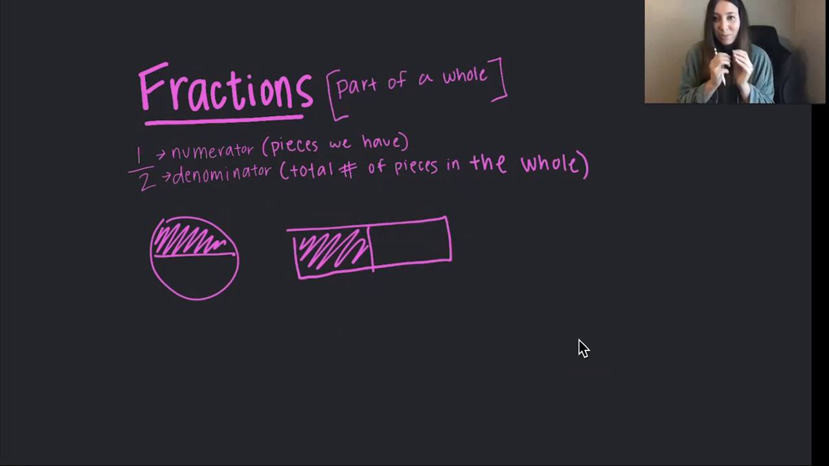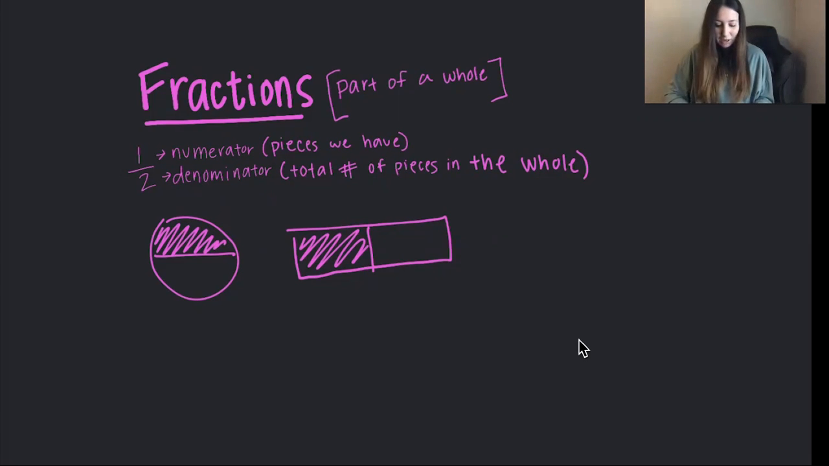So fractions are a part of a whole. The numerator tells us the pieces we have. The denominator tells us the total number that we need to make up the whole. The denominator doesn't tell us that we need two more pieces to make a whole. We don't need three pieces to make a whole in this fraction on my screen. The denominator tells us the total number.